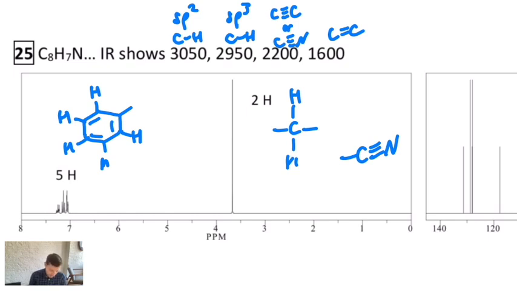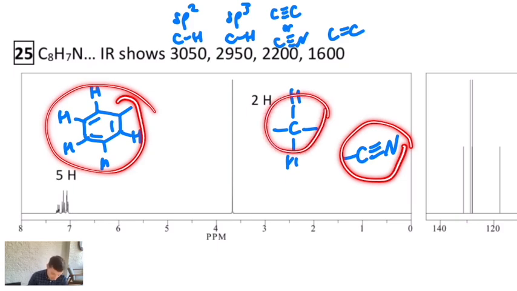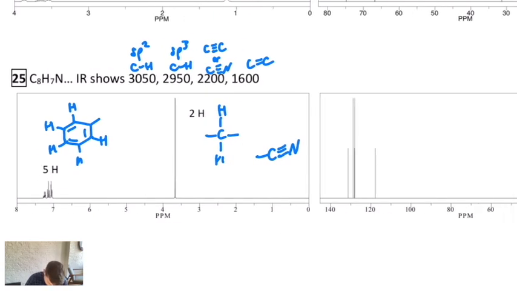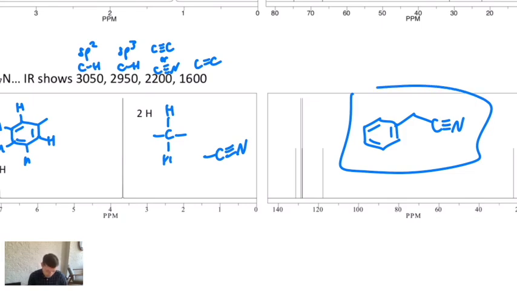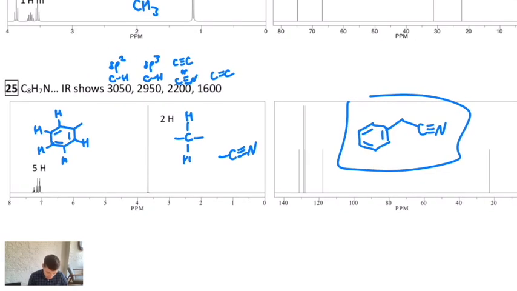So we have a phenyl on one side, a nitrile on the other, and they're flanking a CH2. Let's draw it and confirm. Benzene, CH2, C-triple-N, that should be the structure. Very simple NMR spectrum. 5 hydrogens in the aromatic range, 2 hydrogens singlet. Yep, no neighbors. Those 2 hydrogens don't split each other, and they're not split by anything on adjacent carbons because there's no hydrogens on the adjacent carbons.